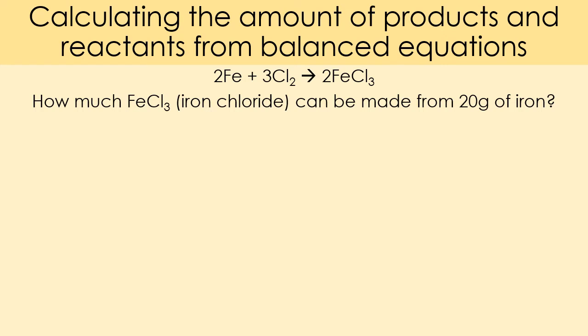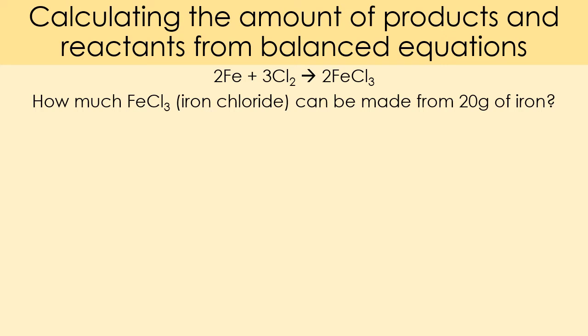So we're now going to look at the worked examples from the bottom of page 61 and go on to 62 as well. So the first worked example, we have a question. We have iron plus chlorine will make iron chloride, and they've given us the balanced symbol equation, which is 2Fe plus 3Cl2 goes to 2FeCl3. And the question asks us how much iron chloride, FeCl3, can be made from 20 grams of iron.